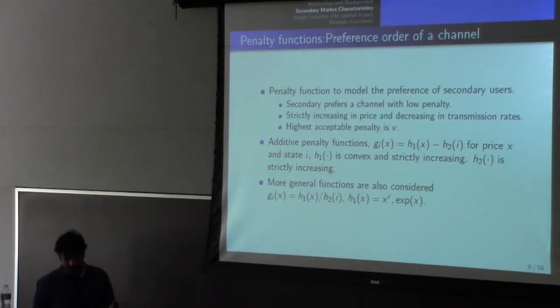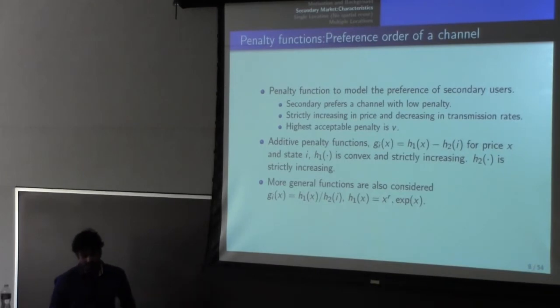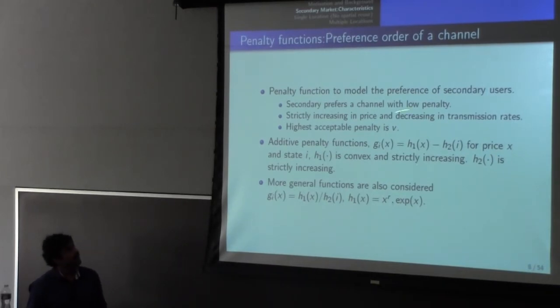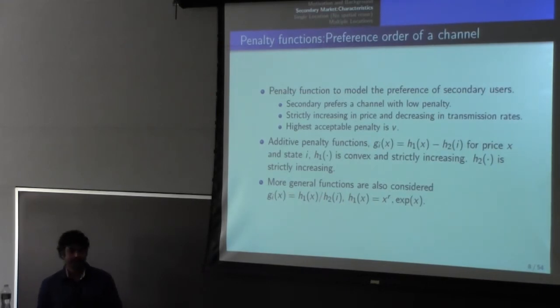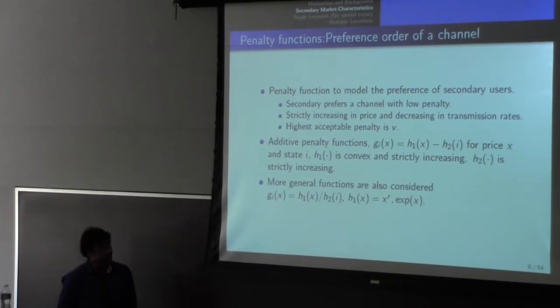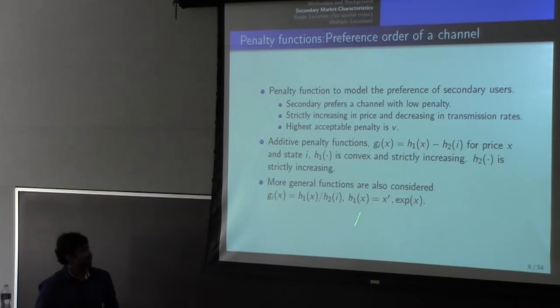This penalty function is strictly increasing in price and decreasing in transmission rate. The higher transmission rate should incur high utility, so this means that the penalty should be low. And the highest acceptable penalty is V. We consider a wide range of functions, mainly with some kind of additive property, like if at channel state I, the penalty will be some price minus some transmission rate. For simplicity, you can consider the penalty at price X at channel state I to be X minus I. Some other, more complicated functions are also considered.